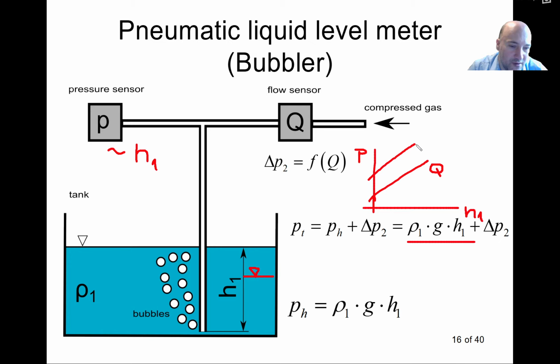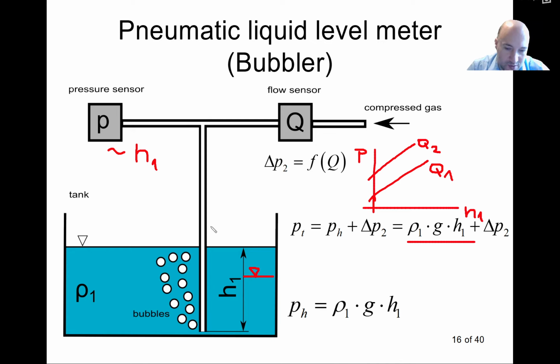Then if I have a larger flow rate, this will be Q2, this will be Q1, then for a larger flow we will have a larger value of the pressure drop on the regulator. So it will be shifted upwards, but it will have the same slope. So that's the reason why we need to keep the constant flow, and why we need to maintain this flow at some specified constant level.